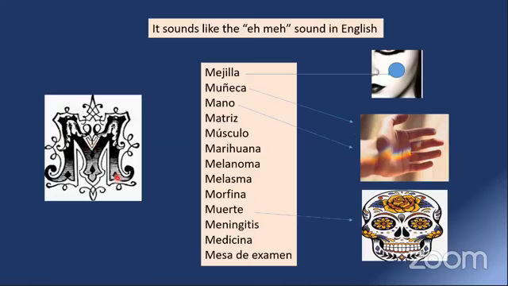Letra M, letra M. A lot here. Mejilla. Mejilla is this part of the face, the cheek. Mejilla. Muñeca. Muñeca means doll, right? The dolls, the Barbie dolls, the garbage pail dolls, I don't even remember those ugly ones. Muñeca. But also in Spanish, muñeca means wrist.